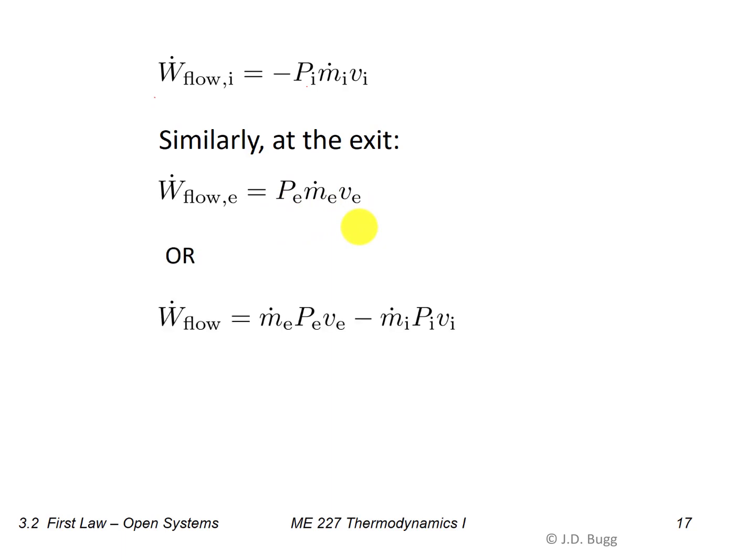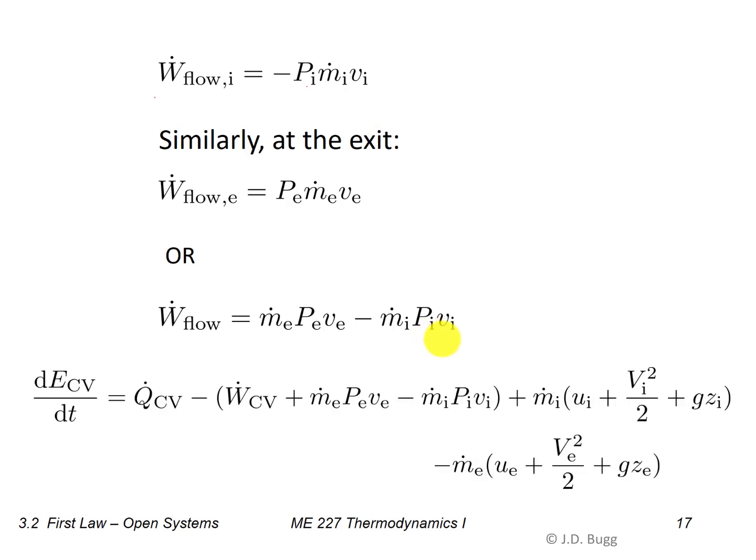So the total flow work is the sum of these, or the total rate at which flow work is being done. So notice now here we just have W dot flow, no additional subscript on it because it includes what's happening at the exit and what's happening at the inlet. Now notice these two things in general are very, very different from each other. So there certainly is net flow work in many, many situations. So this is a very important term to account for.